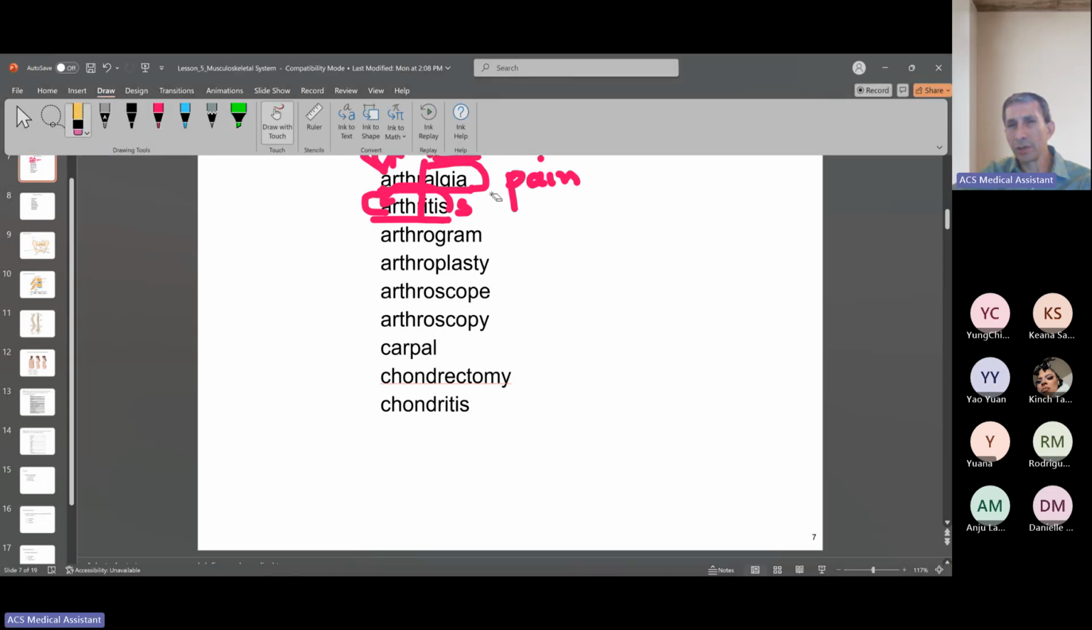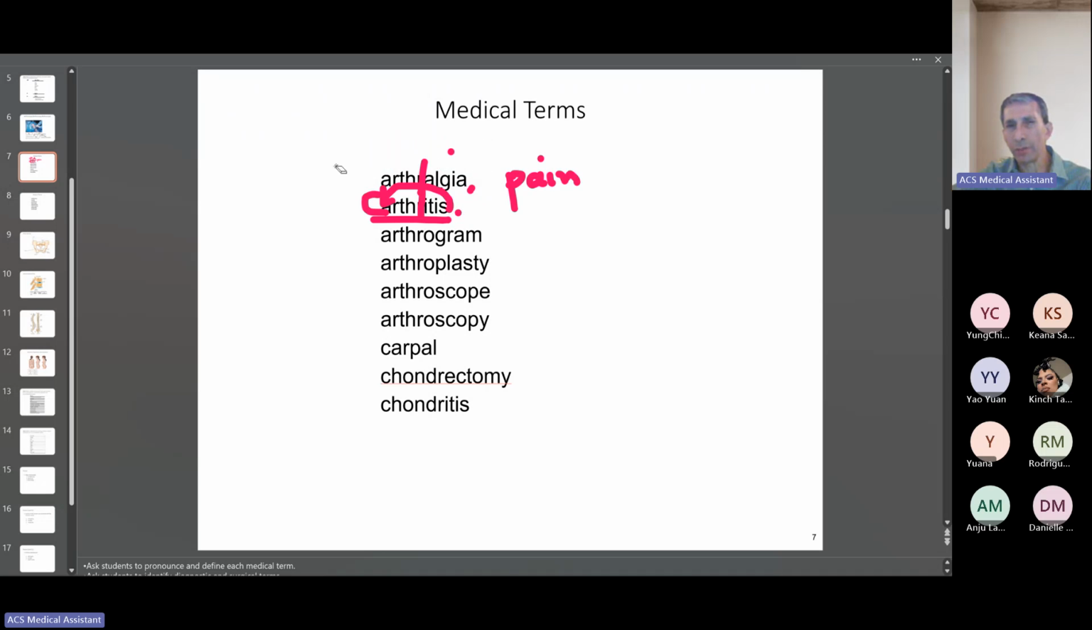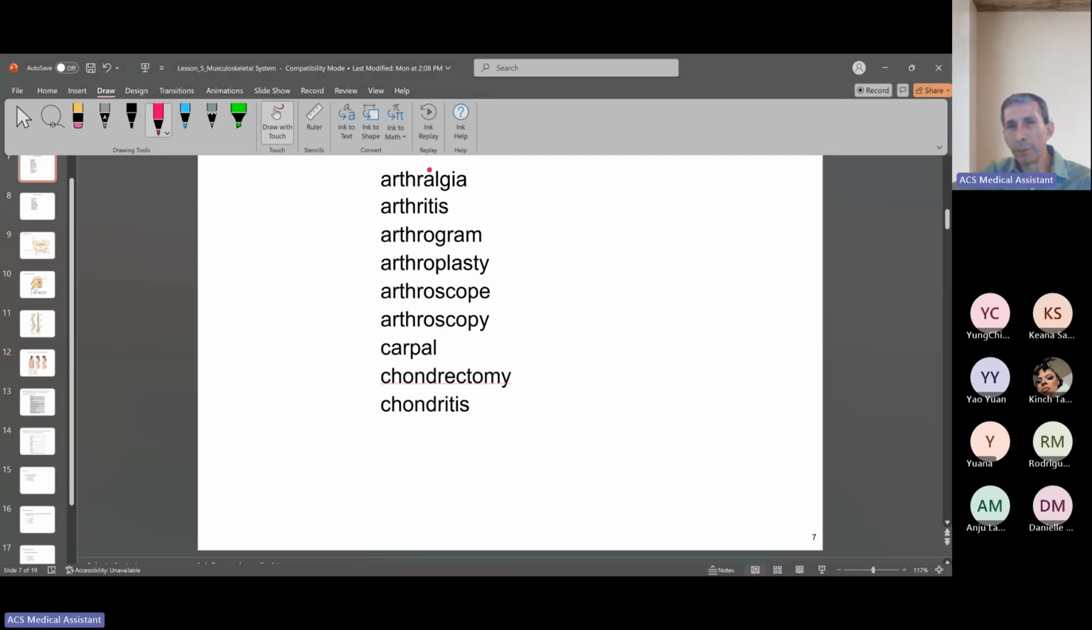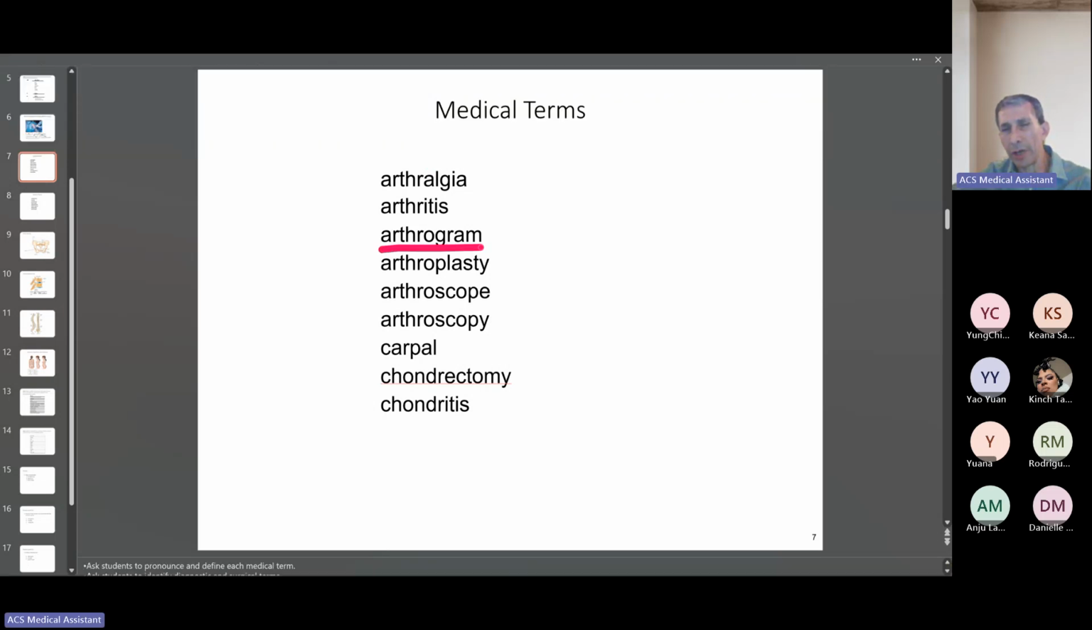So as we walk through all these terms, because we are repeating most of the suffixes, the word roots, and probably the prefixes, we're going to be able to learn this a little more and remember this better. Let's talk about arthrogram.